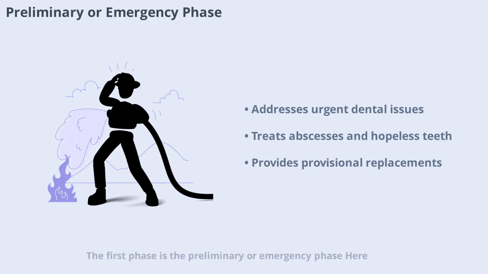The first phase is the preliminary or emergency phase. Here, the focus is on addressing urgent issues that could threaten the patient's health or comfort. This includes treating dental or periapical abscesses, managing periodontal abscesses, and extracting hopeless teeth. If needed, provisional replacements are provided to maintain function and aesthetics. By resolving emergencies first, we create a stable foundation for subsequent therapy.